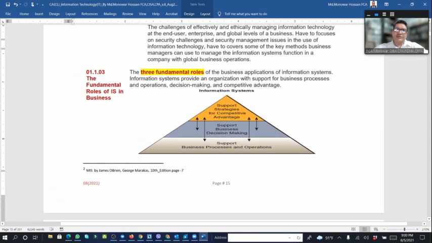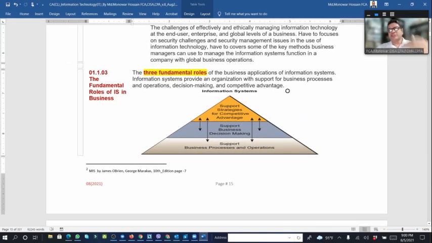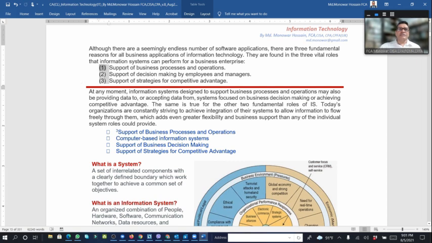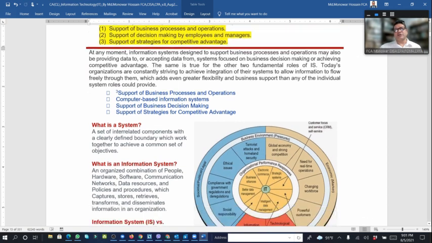Look here, this is the organization with three levels of management: top management, middle management, and first line management. These three fundamental roles are interrelated and integrated, and their main work is achieving the mission, vision, or goals of the organization. That's why the fundamental roles of IS within the business are interrelated with all levels of management. They support business processes and operations, decision making, and strategy and competitive advantage, all within the management.